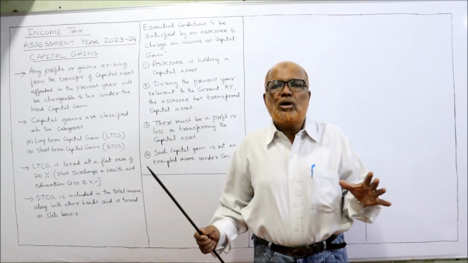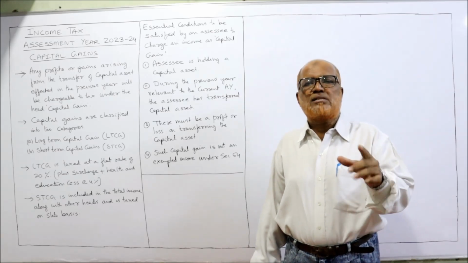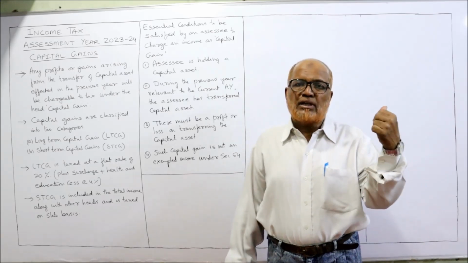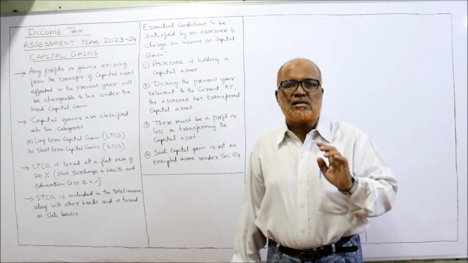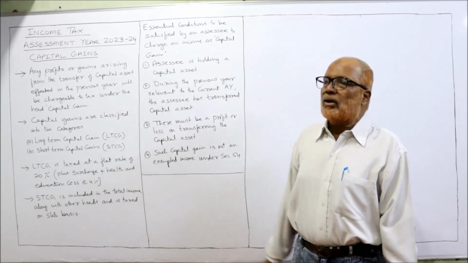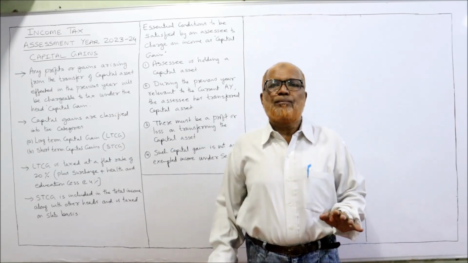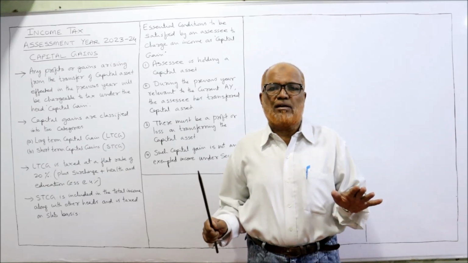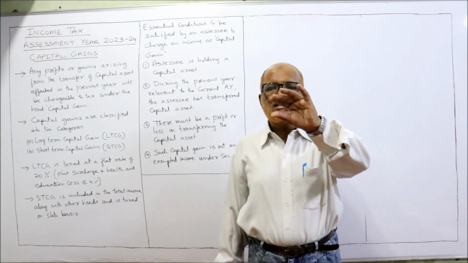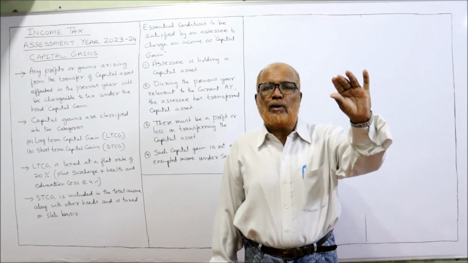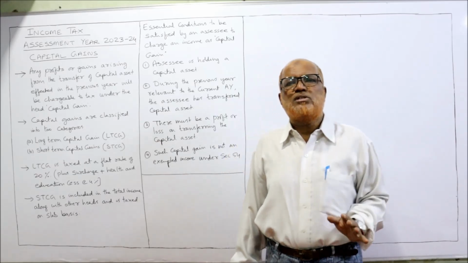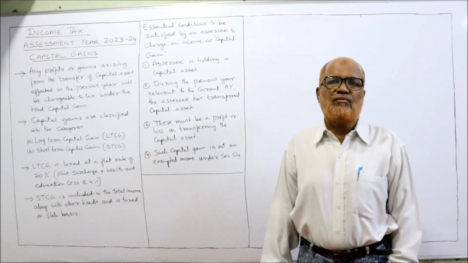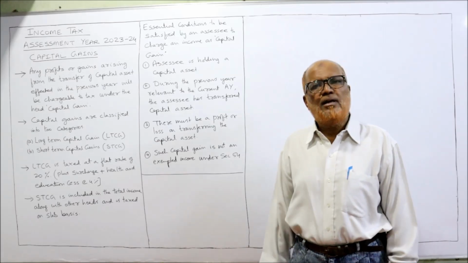Remember, there is no difference in the provisions of income tax regarding capital gain for the last assessment year and this assessment year. 23-24 and 22-23, the same provisions are there. So on the board, if it is written as assessment year 22-23, just ignore, because the same provisions are applicable for 23-24 regarding this capital gain.